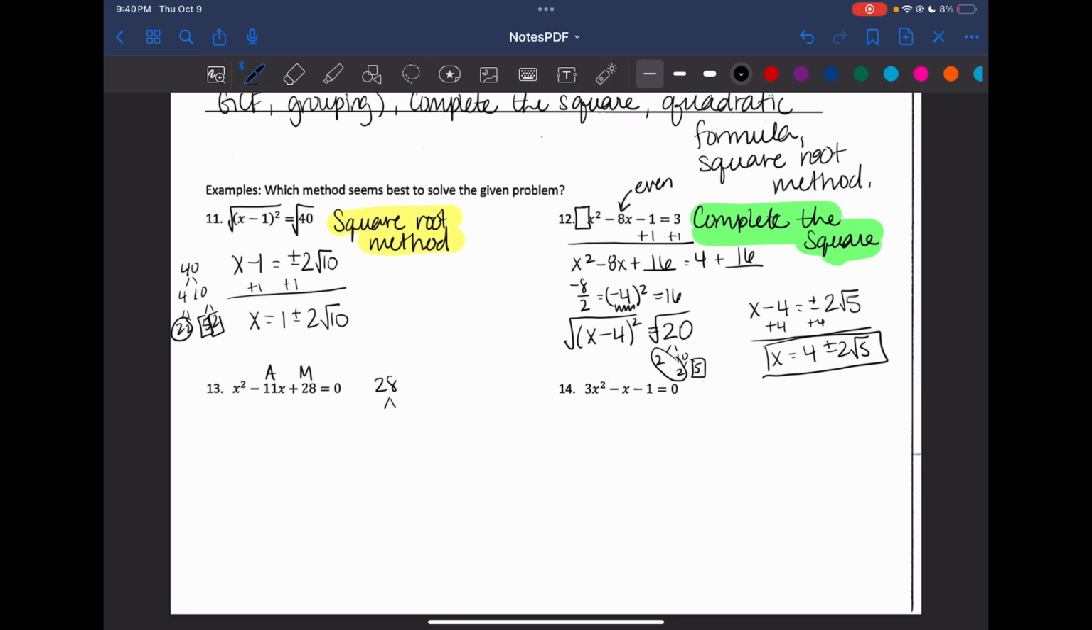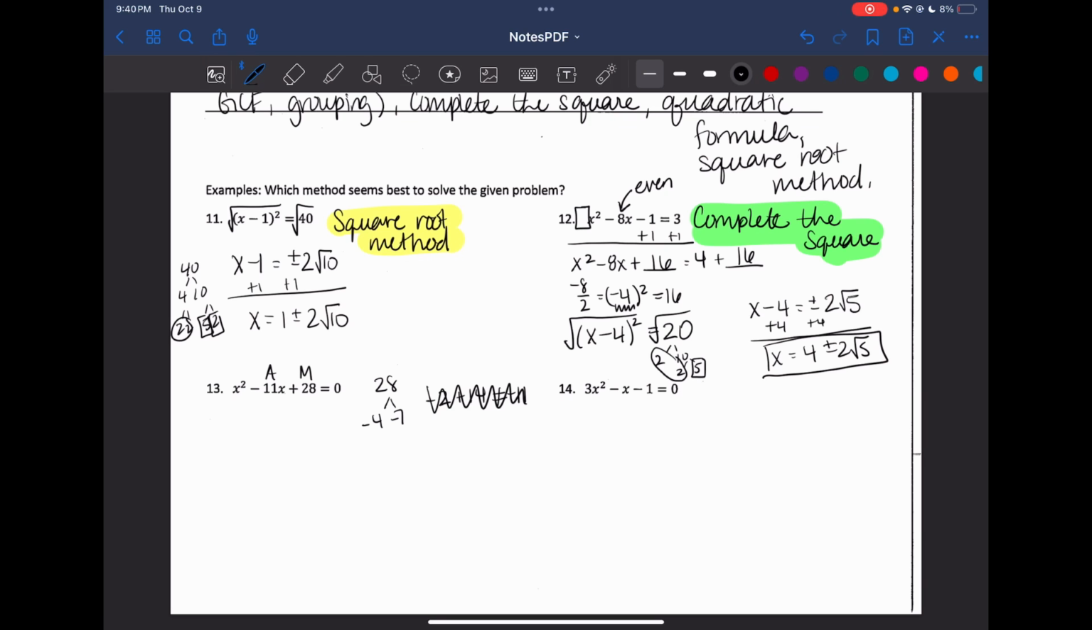So 28 breaks down into 4 and 7. There are other ways to break down 28, such as 2 and 14. But with 2 and 14, there's no way to add or subtract them to get you negative 11. It's not going to work. So I know that that's not a good option. So I'm going to play around with 4 and 7. And, well, negative 11, I know 4 plus 7 is 11. So if I flip both of their signs, negative 4 plus negative 7 equals negative 11.